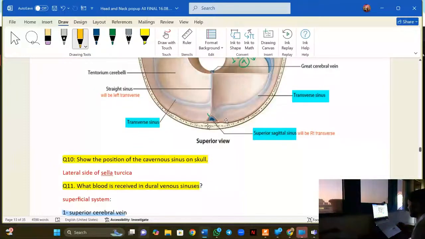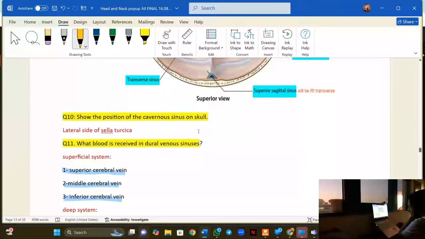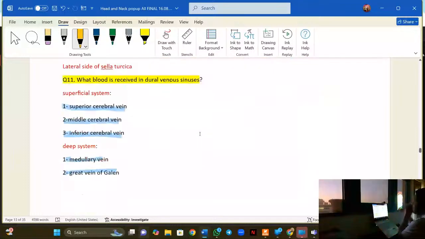Tarsica, lateral to the lateral side of the tarsica. What blood is received in the dural venous system, superficial system, and deep system? Dural venous sinus, in superficial system and deep system.